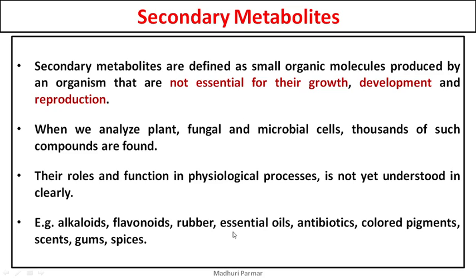Then essential oils, see how the sandalwood, chandan, has a specific smell. Then lavender has a specific smell, rose has a very sweet smell, jasmine has a smell, right? So all of these smells are called essential oils. So you can also have these essential oils which come under secondary metabolites. They are not required for growth, development, or reproduction.